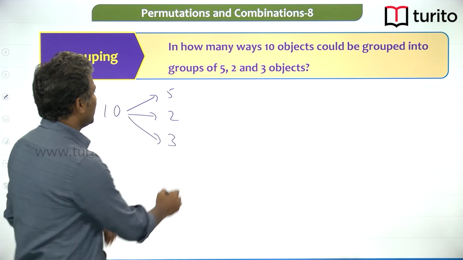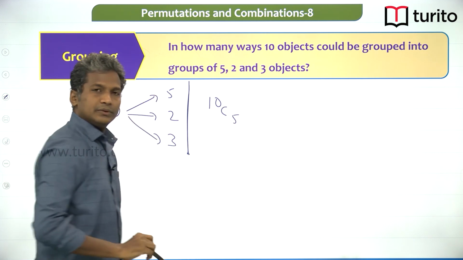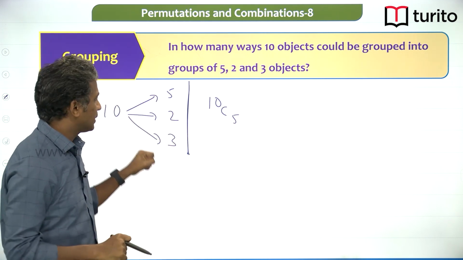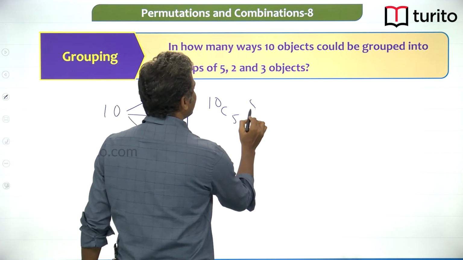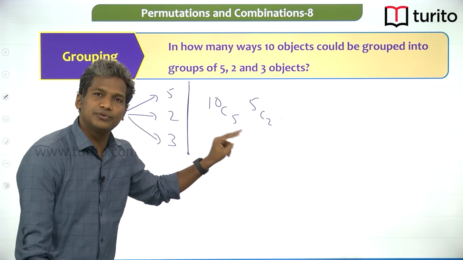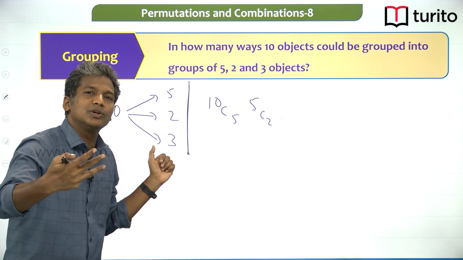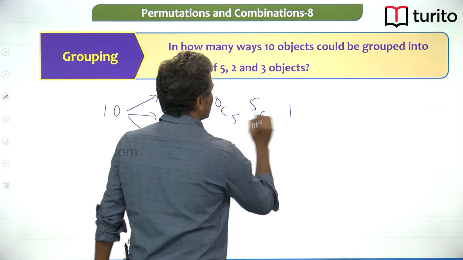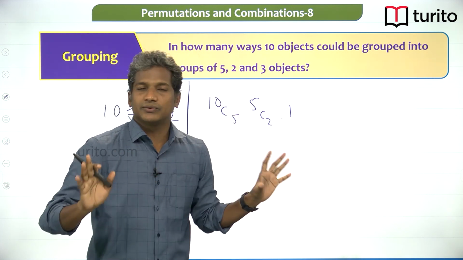So, how do we do it? First we select any 5 from the given 10, and now 5 are already grouped. Now we want to select any 2 from the remaining. How many are remaining? 5 are remaining. So we formed a group of 2 objects, and then 3 are remaining. We want to form the third group which has 3 objects. So that's only one way. So this way we can complete the process of grouping.